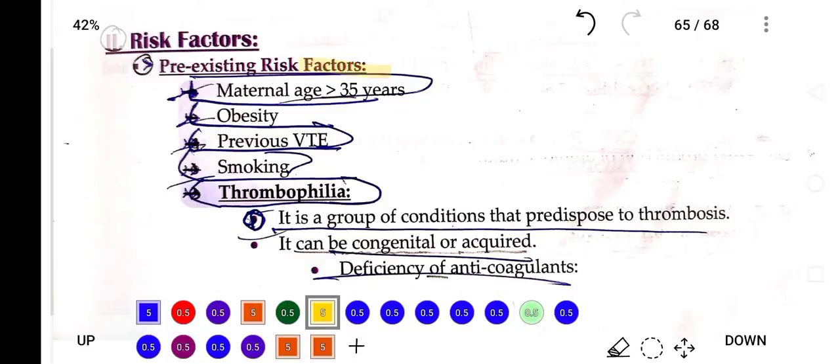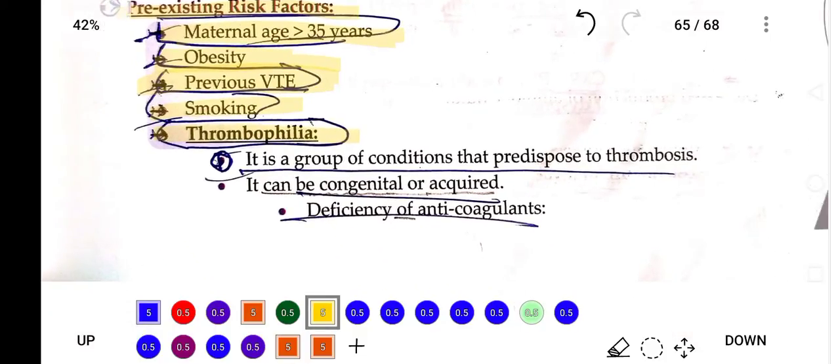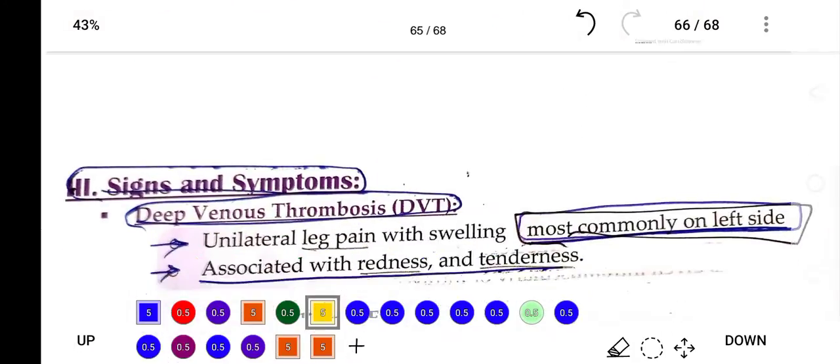Risk factors are pre-existing factors like maternal age greater than 35, if a female is obese or her BMI is increased, previous venous thromboembolism, smoking, or thrombophilia. Conditions that predispose to thrombosis or deficiency in anticoagulants can give rise to this condition.